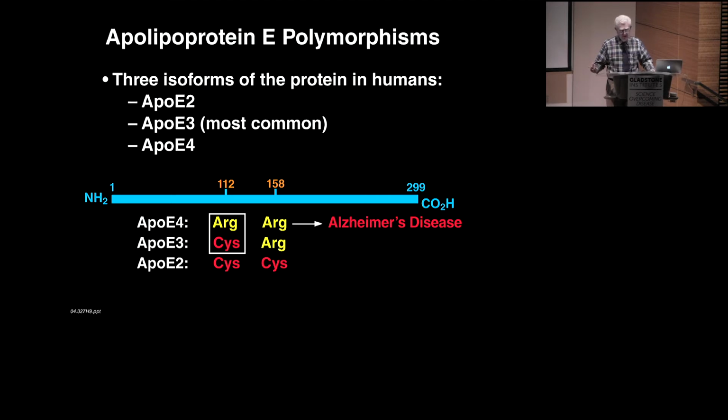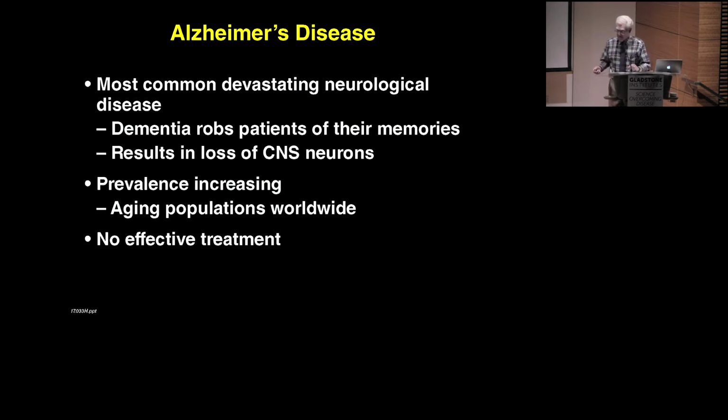or you wouldn't have understood why I was doing what I'm going to show you. So what is Alzheimer's disease? I've already told you some of this. Most common, devastating, dementia, loss of CNS neurons, prevalence increasing, no effective treatment. 5 drugs on the market, none of them, in fact, have a significant impact on the course of the disease.